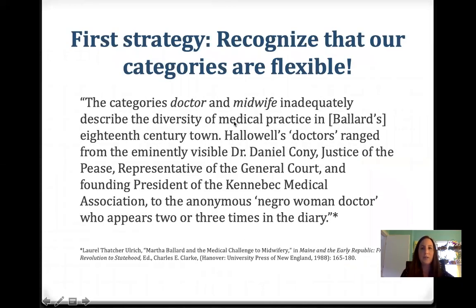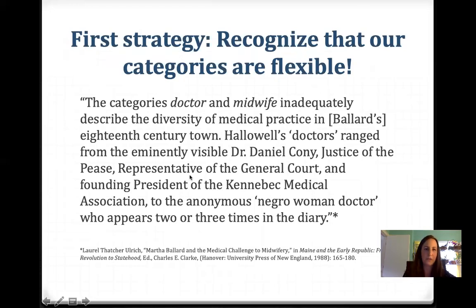The categories of doctor and midwife inadequately describe the diversity in medical practice in Martha Ballard's 18th century town. Martha Ballard is a famous midwife now because her diaries still exist, so they have given historians a lot of insight into what a midwife's practice looked like.